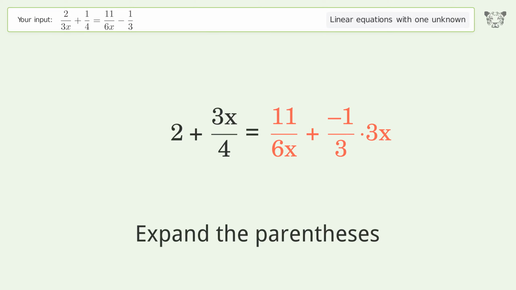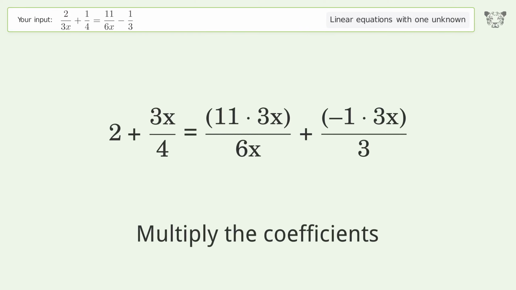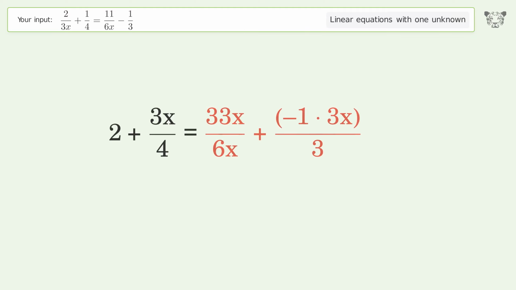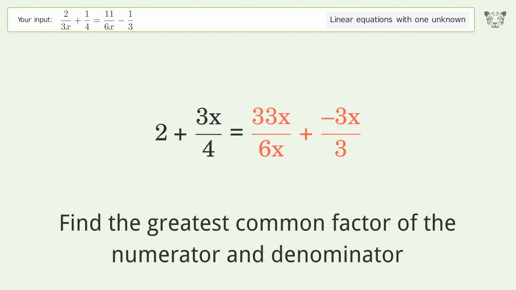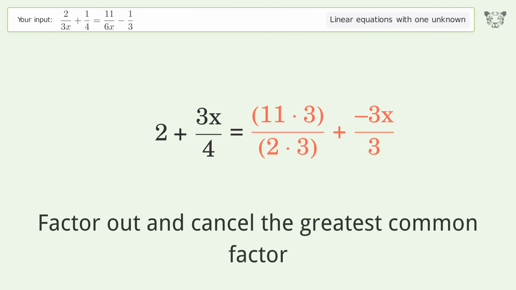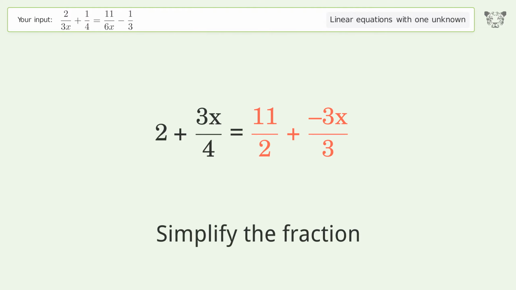Expand the parentheses. Multiply the coefficients. Find the greatest common factor of the numerator and denominator. Factor out and cancel the greatest common factor. Simplify the fraction.